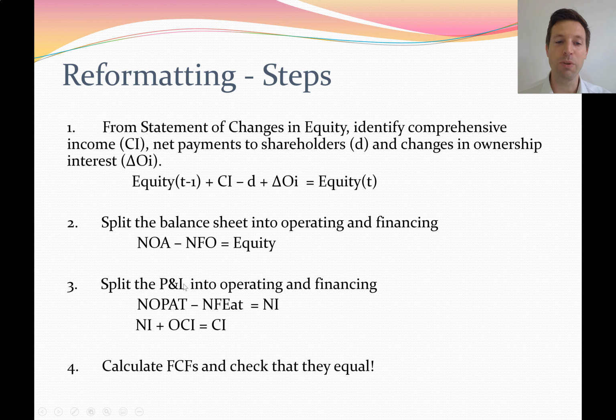We also split the profit and loss statement into operating and financing. Normal income statement, revenues minus expenses equals profit. After we reformat, we have net operating profit after tax minus net financial expense after tax. That gives us our net income. Then step 4, we calculate free cash flows and check that they equal. So let's look at these steps in a little bit more detail.